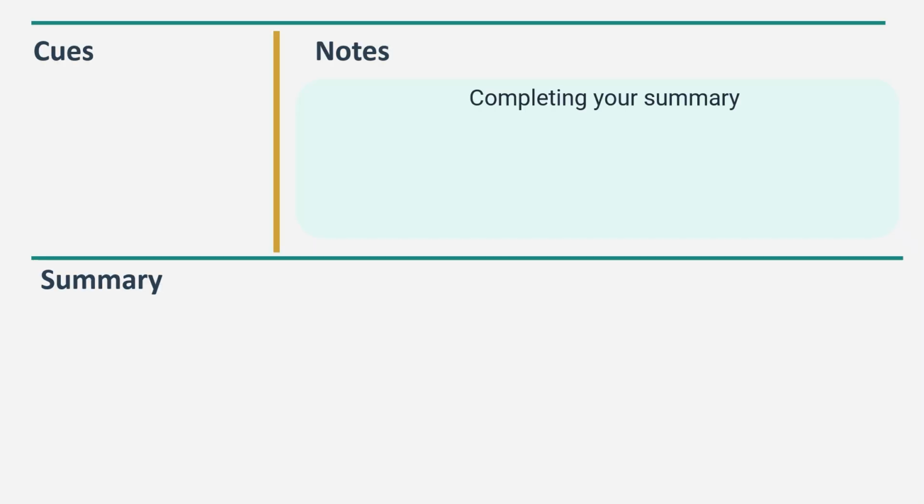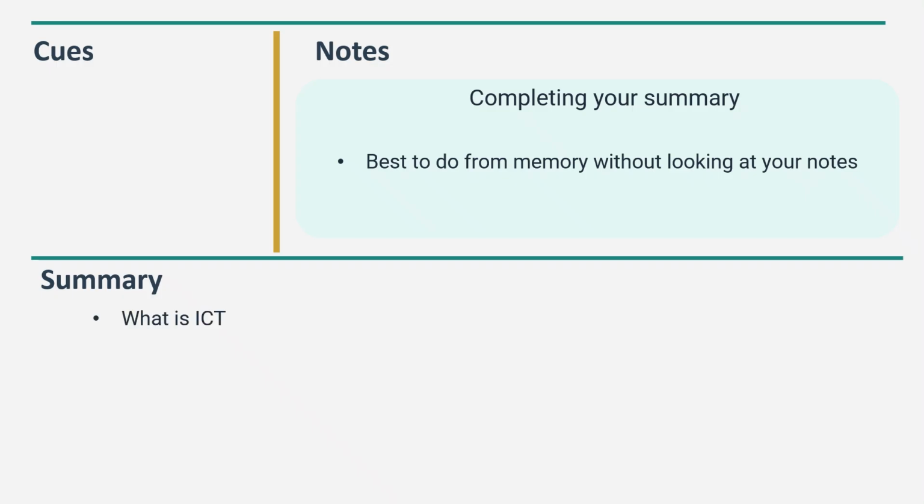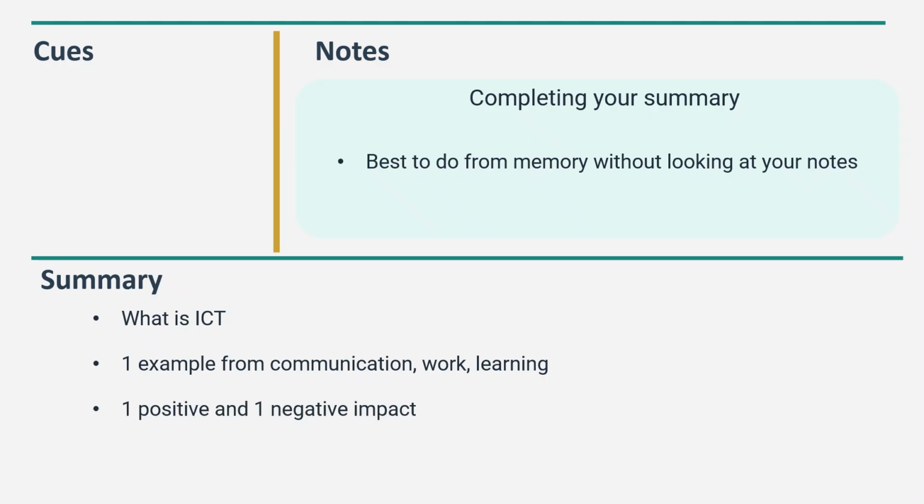Now, let's look at how you complete your summary. This is best done from memory without looking at your notes, and it can help to do this even on the next day after you've watched the video. In your summary, it's good to include what ICTs are, one example for communication, at work and learning, one positive and one negative impact for each, and then lastly, anything else you remember. This summary will also help you to revise quickly before tests and exams.